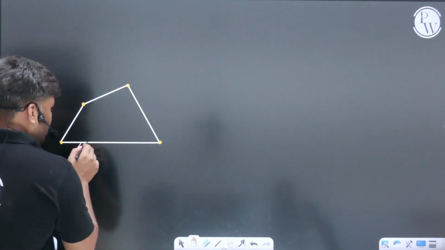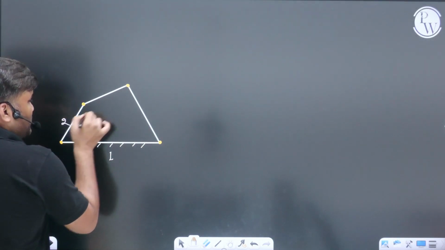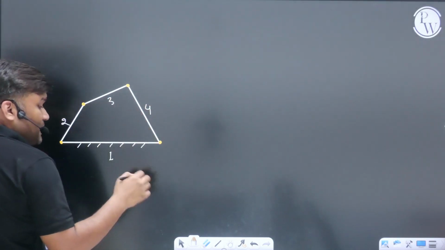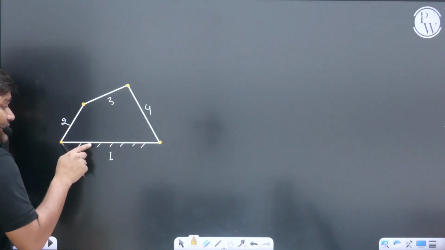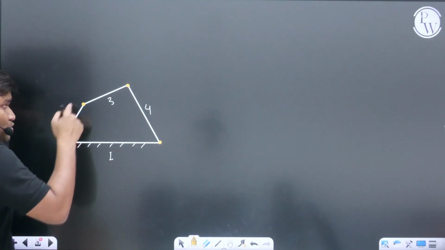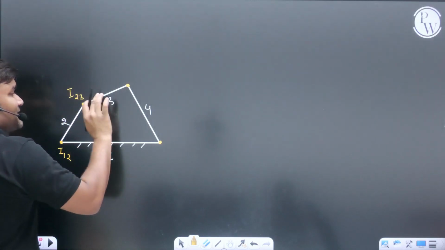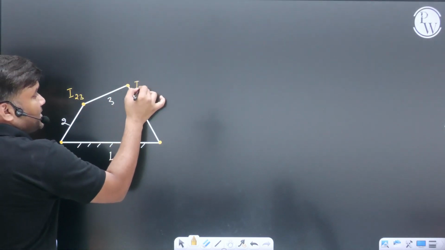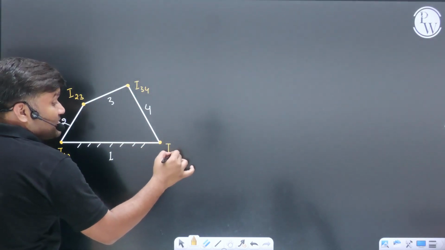Sir, this one is fixed. How many links can you see here? Sir, this is link number 1, this is link number 2, link number 3, and this is link number 4. Let me write down where the instantaneous centers are going to be. For links 1 and 2 you have one instantaneous center, this is I12. For 2 and 3, this is your I23. For 3 and 4, this is your I34. For 4 and 1, this is your instantaneous center I14.